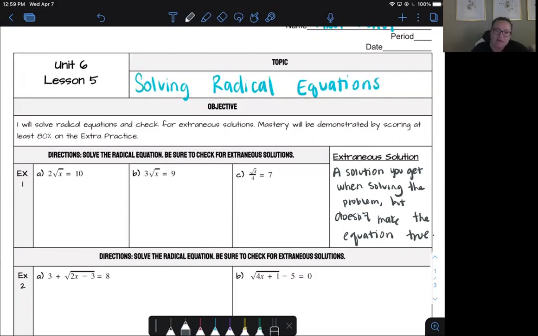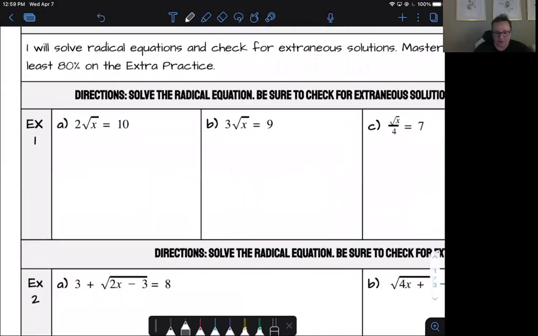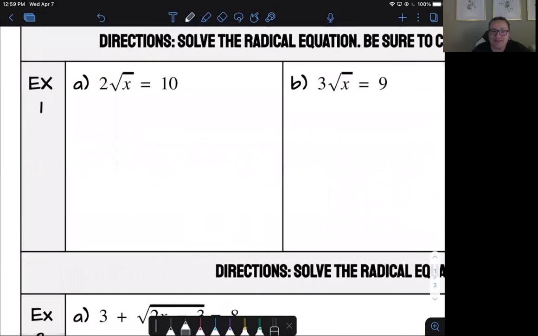So let's talk about some radical equations. In example 1, part A, 2 times the square root of x is equal to 10. So the first thing we always want to do when we solve a radical equation is we want to isolate the radical. And what that just means is you want to get the radical by itself. So 2 root x equals 10. There is a 2 with this radical on the left-hand side there. We want to get rid of that 2.